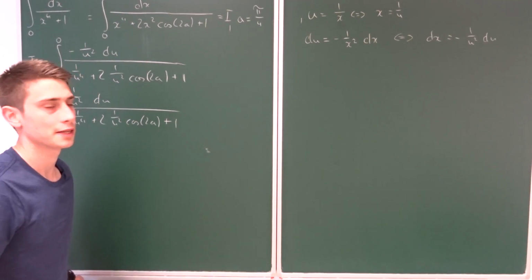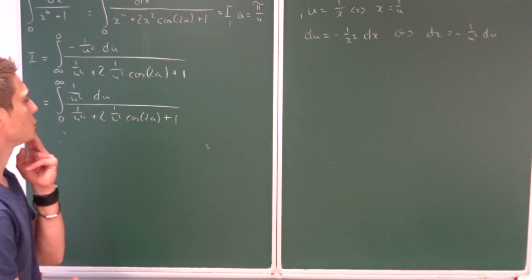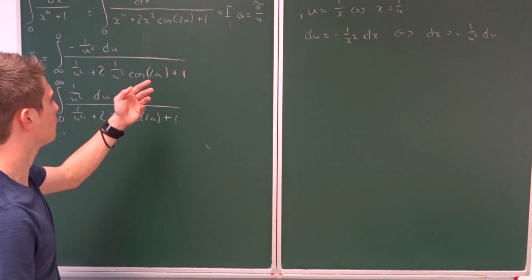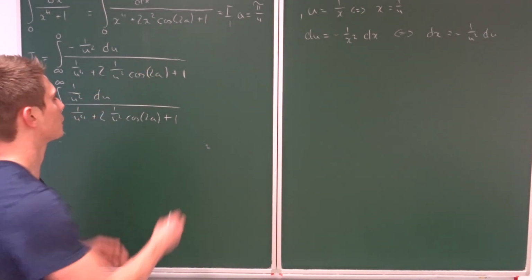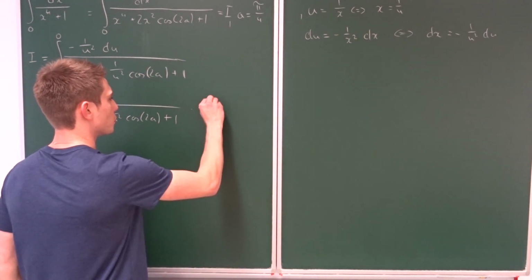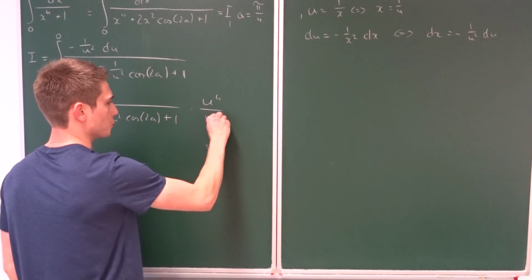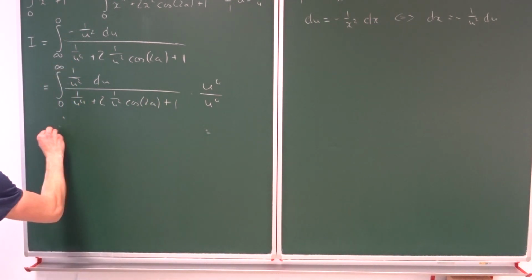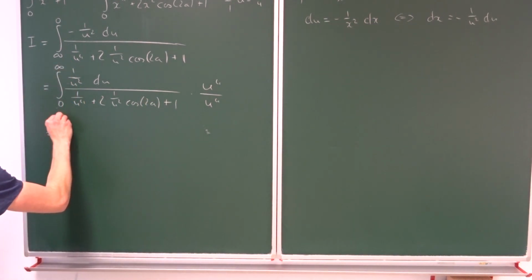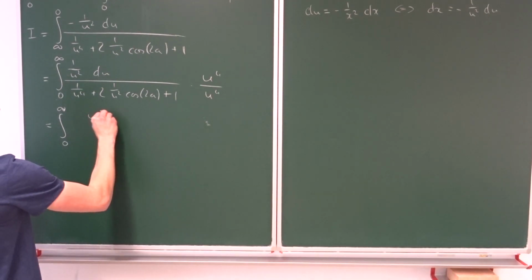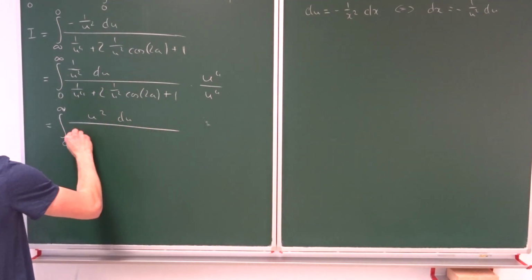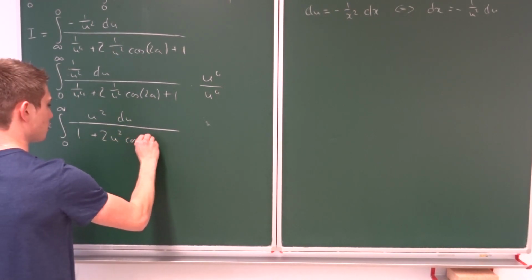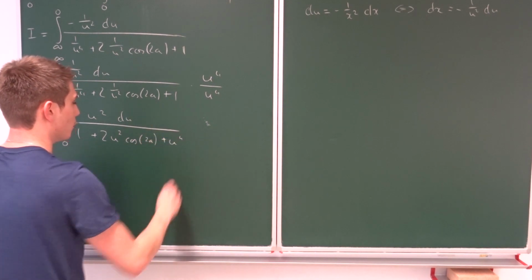So what can we do next? As you might notice, you can multiply this whole thing by 1. And by 1 I mean you can say it's the same as if you would write times u to the 4th divided by u to the 4th power. Okay, and we can distribute that on all the terms. So this now equals our integral from 0 to infinity of u to the second power times du divided by 1 plus 2 u to the second power times cosine of 2a plus u to the fourth power.